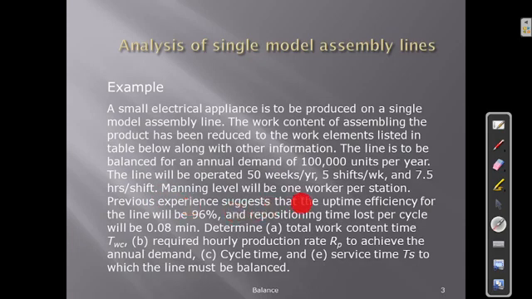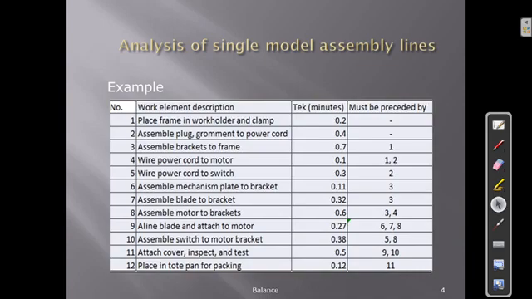Manning level will be 1 worker per station. Previous experience suggests that uptime efficiency for the line will be 96% and repositioning time lost per cycle will be 0.08 minutes. Now they ask us to determine the total work content time, the required hourly production rate, cycle time and service time. One by one we will see.